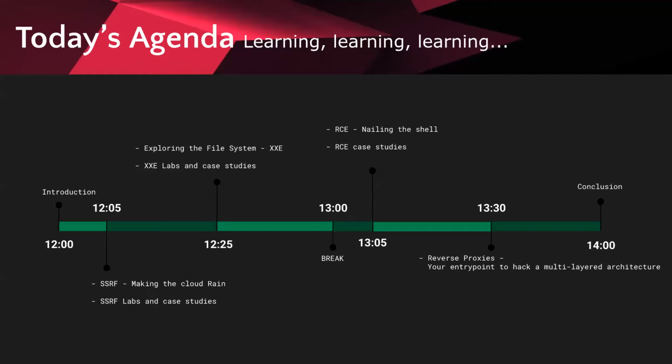We'll start with making the cloud rain. Then we'll be exploring the file system with XXEs. Then we'll be nailing the shells with RCEs. And then we'll have a very good look into some less discovered, less talked about content, that is the reverse proxies. So yes, guys, this is the layout of our workshop, and these are the 4 topics that we will be covering.